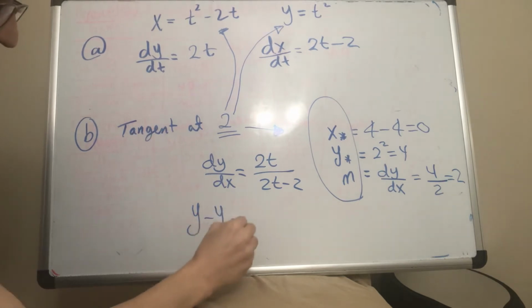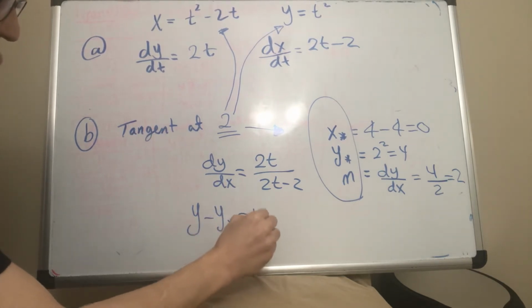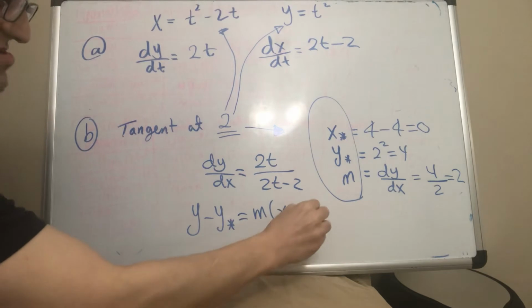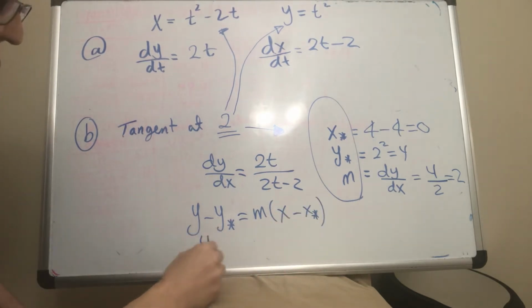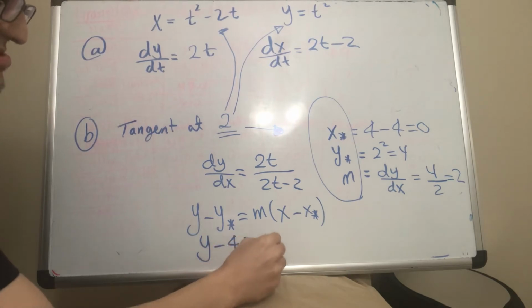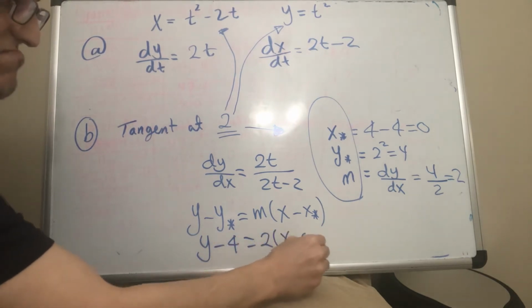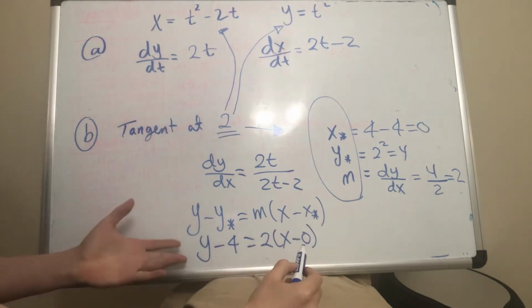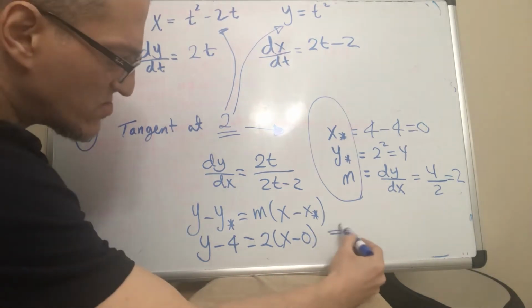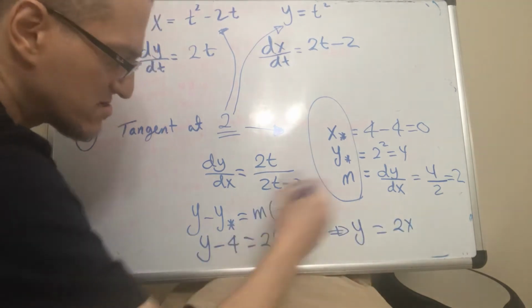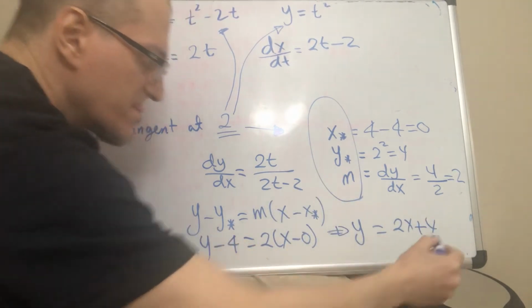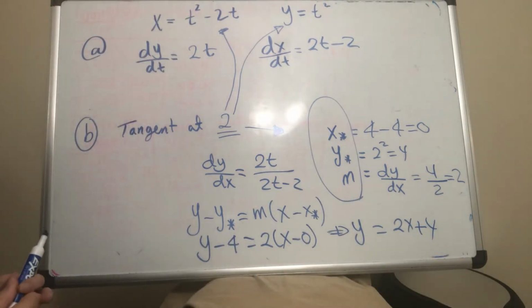Y minus y star equals m times x minus x star. So it would be y minus 4 equals 2 times x minus 0. You can leave it like this. You can work it out and say this is like y equals 2x plus 4. Okay, this is how you find the tangent line.